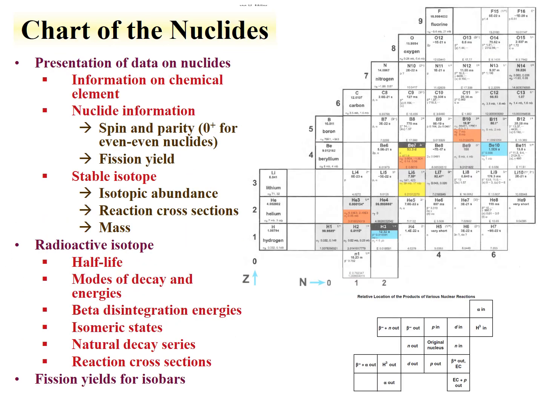The chart of the nuclides provides the bulk of the information we're going to use in the course on the isotopes. Initially, information on the chemical elements is given. For instance, as shown here, you can get the atomic mass and the average cross-section for each element.